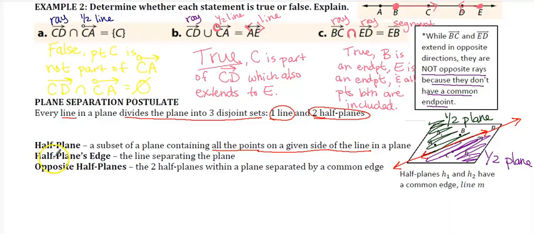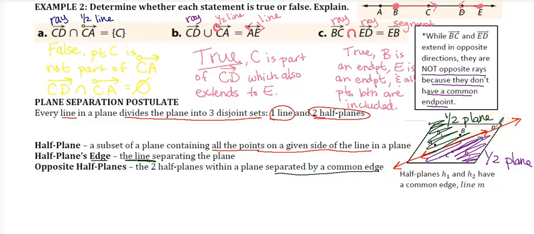Then we have the half plane's edge, and that's just the line itself that separates the plane. So this red line that we drew, that's the half plane's edge. It's the edge of the half plane. And we have opposite half planes, just like we had opposite rays. It's the two half planes within a plane separated by a common edge. So these are opposite half planes because the red line here, their edge, they have this in common.